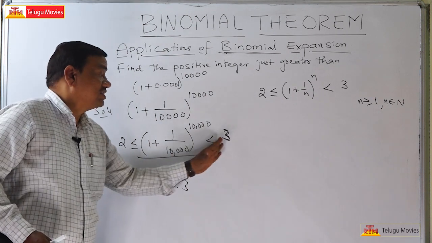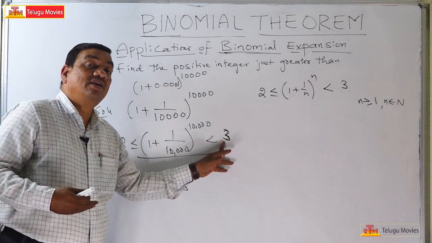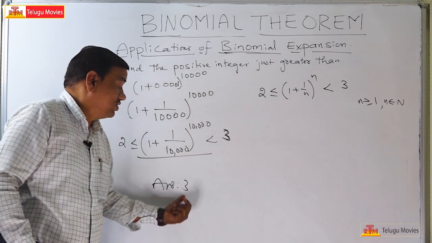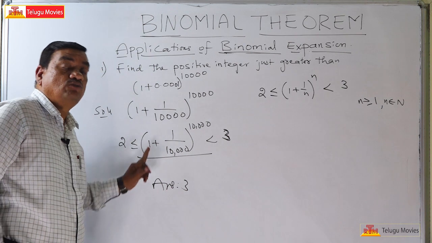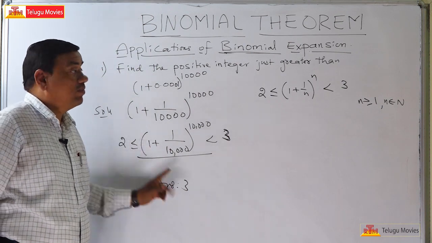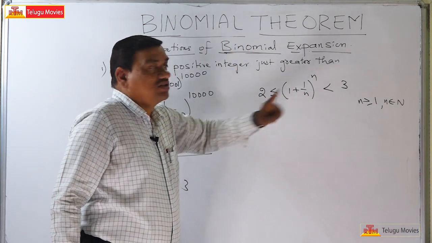That means this value lies less than 3. Next positive integer means 3. Therefore, 3 is your answer. That's all. That means, if you want to solve this problem, you must know this concept.